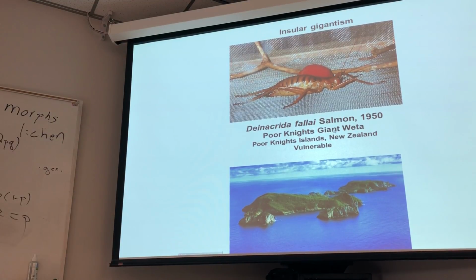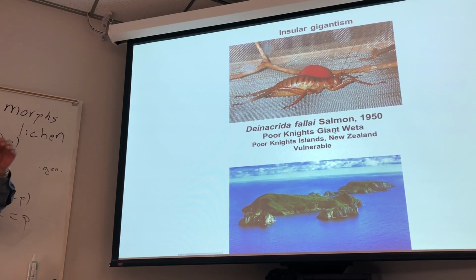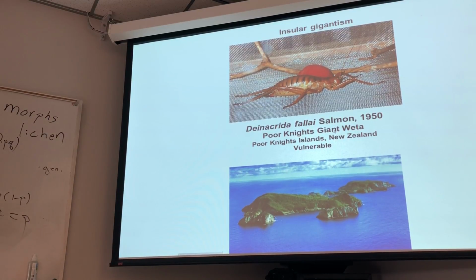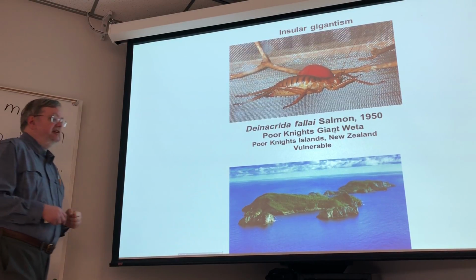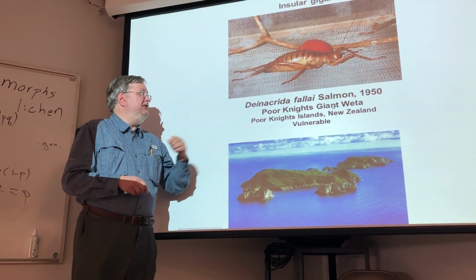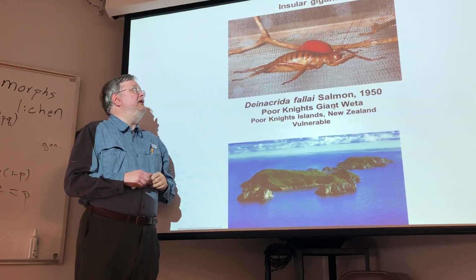Oddly enough, we also have a phenomenon called insular gigantism, where organisms evolve to be larger on islands, but it's not King Kong. These are cases where you have an organism that starts out very small, like an ancestor of this. Wetas are not quite crickets, but they're cricket-like things found in New Zealand. On some of the islands near New Zealand, they've evolved to being fairly large.